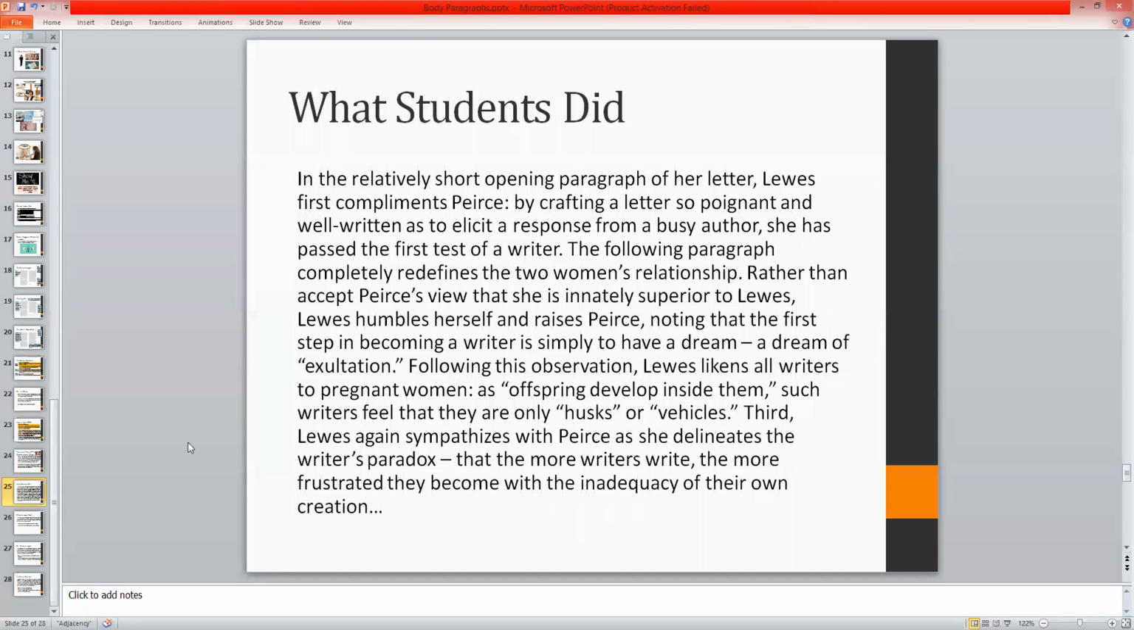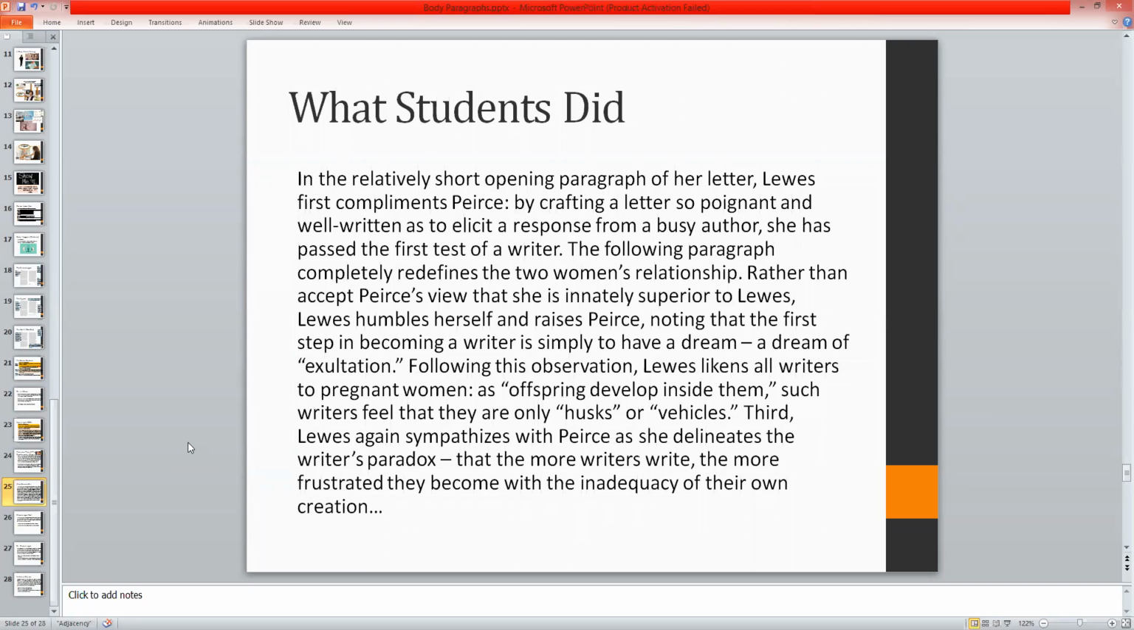The following paragraph completely redefines the two women's relationship. Rather than accept Pierce's view that she is innately superior to Lewis, Lewis humbles herself and raises Pierce, noting that the first step in becoming a writer is simply to have a dream, a dream of, quote, exaltation. Following this observation, Lewis likens all writers to pregnant women as, quote, offspring develop inside them. Such writers feel that they are only, quote, husks or vehicles. Third, Lewis again sympathizes with Pierce as she delineates the writer's paradox. The more writers write, the more frustrated they become with the inadequacy of their own creation. Damn, that's a pretty good body paragraph.